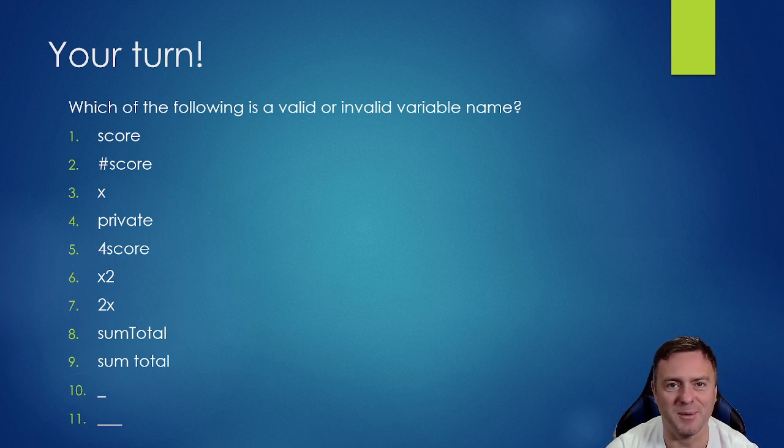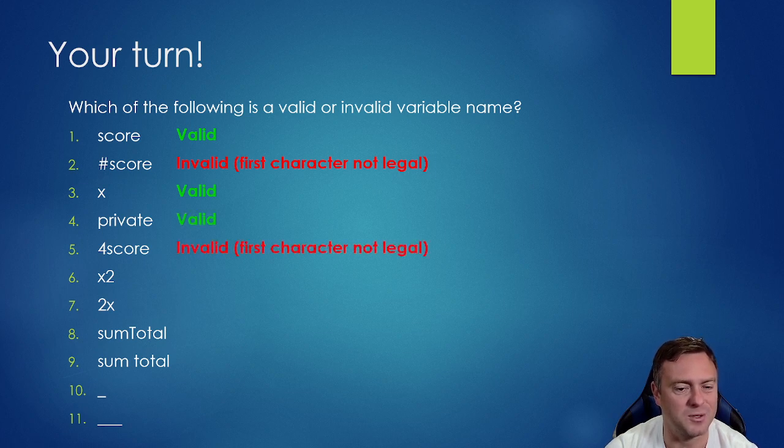Great. So hopefully you've played around with that. You should have found score was valid. Hash score is invalid because the first character is not legal. x is valid. private is valid. 4score is invalid. x2 is valid. 2x is invalid because the first character can't start with a number. sum_total is valid. sum total with a space, not valid.